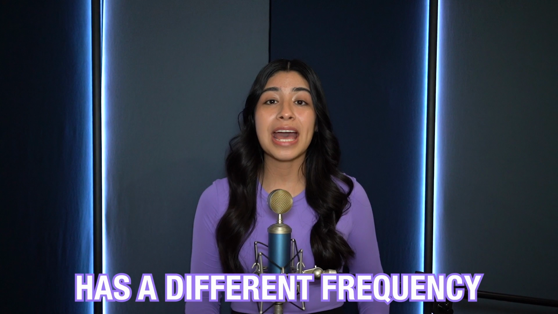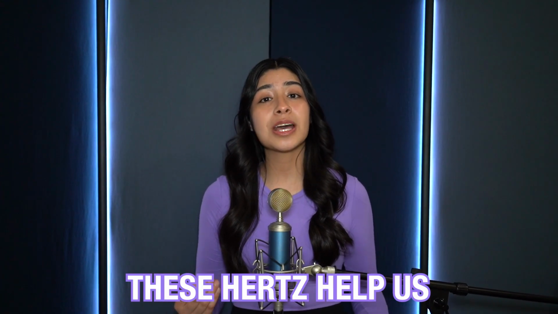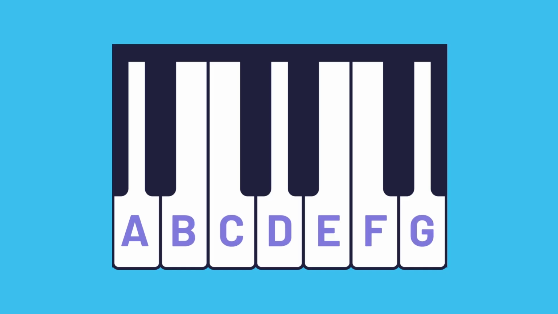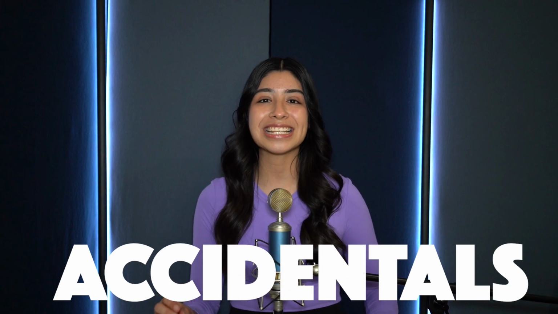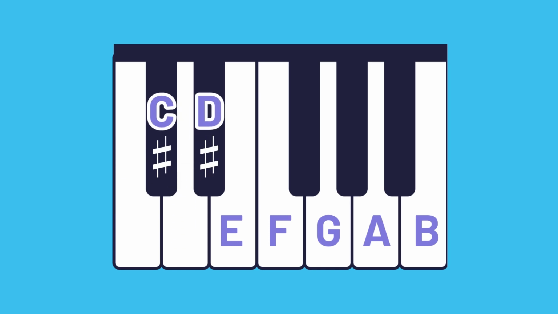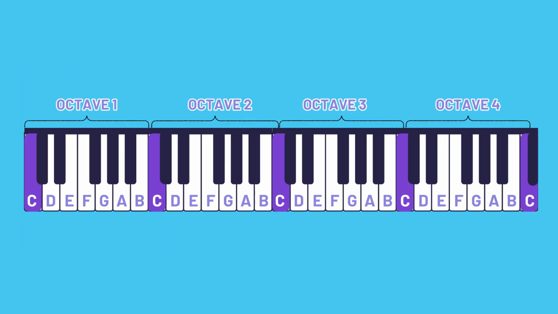Each note on the piano has a different frequency in the air that vibrates, called hertz. These hertz help us identify which note it is. On the piano, there are white and black keys. The white keys are named A through G and the black keys are called accidentals. For example, the accidental of C is C sharp, the accidental of D is D sharp, the accidental of F is F sharp, the accidental of G is G sharp, and the accidental of A is A sharp. These 12 notes repeat to fill up the entire keyboard, called octaves.